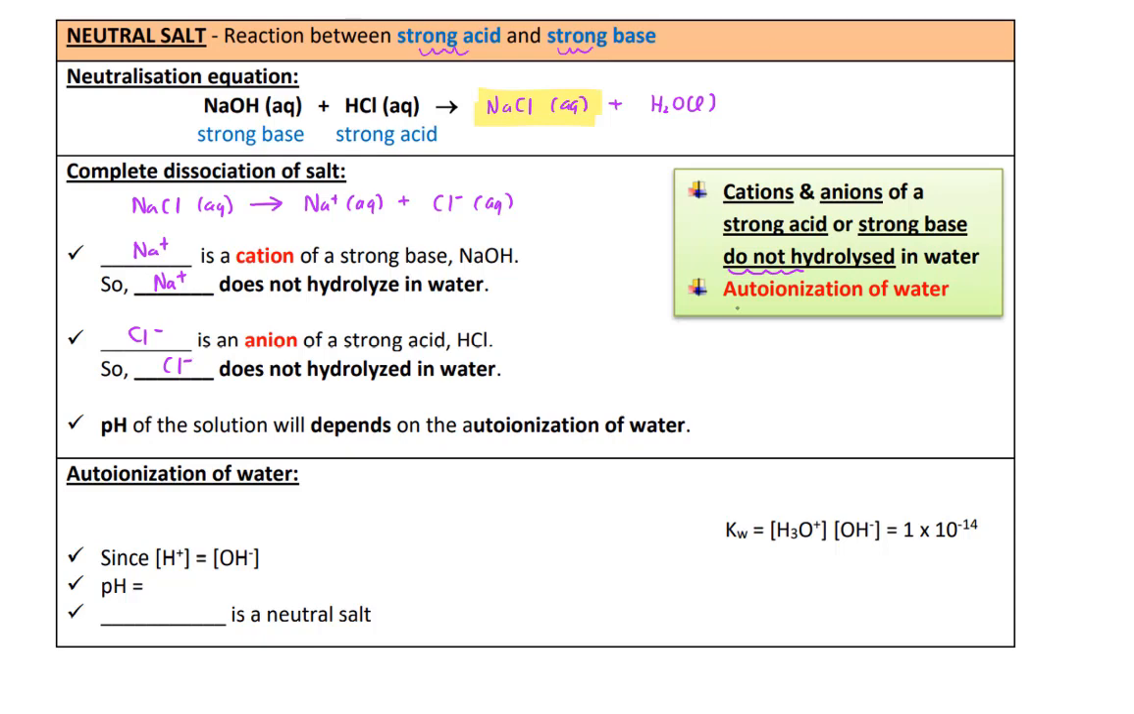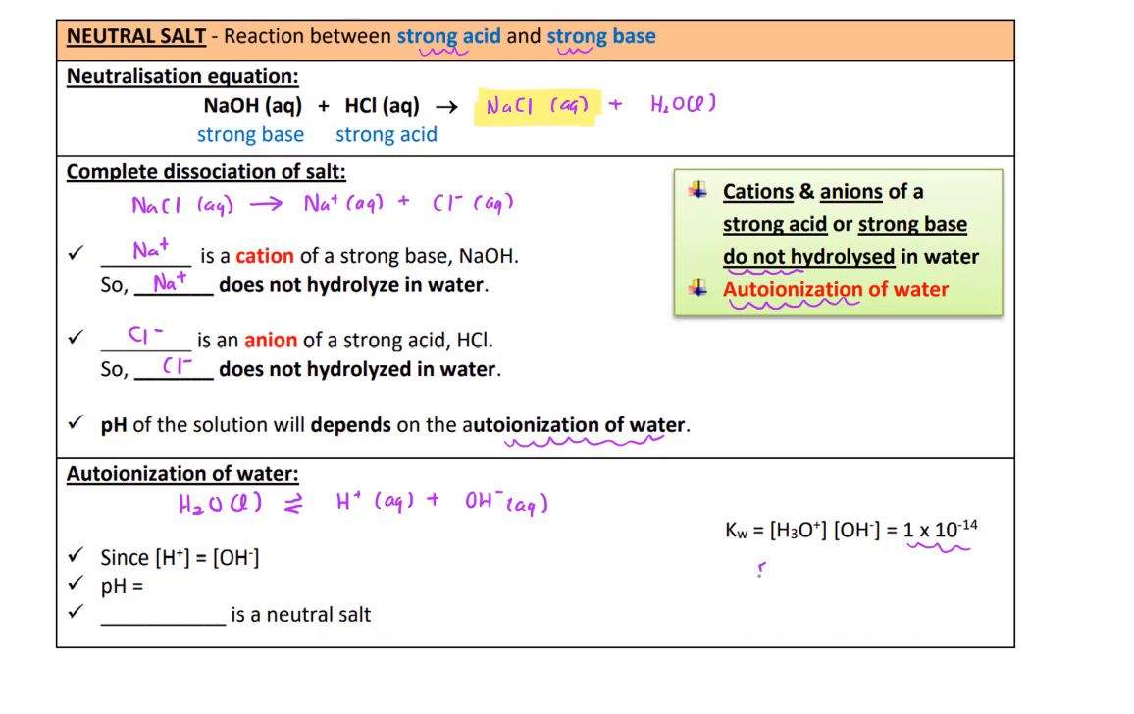Therefore, we need to use the auto-ionization of water. The pH value will depend on the auto-ionization of water, and we come up with this equation: H2O liquid in equilibrium with its products H+ aqueous plus OH- aqueous. Since the concentration is similar to our calculations previously, the ion product of water, Kw, is equal to 1 times 10 to the power of negative 14.